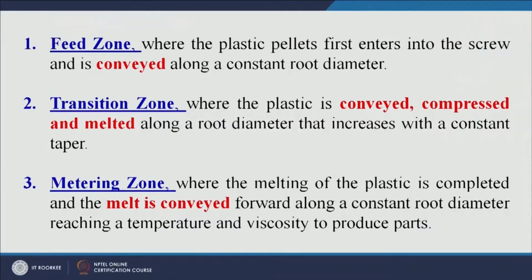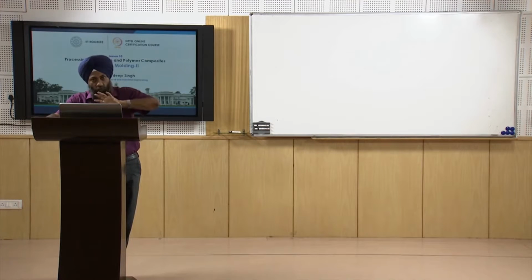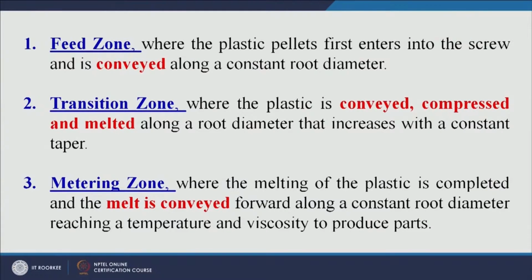And the last zone is the metering zone, where the melting of the plastic is completed. So it means the melting is a two-stage process. The melting process starts in the transition zone and is completed in the metering zone. So the melting of the plastic is completed, and the melt is conveyed forward along a constant root diameter. We will convey it through the nozzle into the mold cavity. So again I will read the metering zone, where the melting of the plastic is completed and the melt is conveyed.